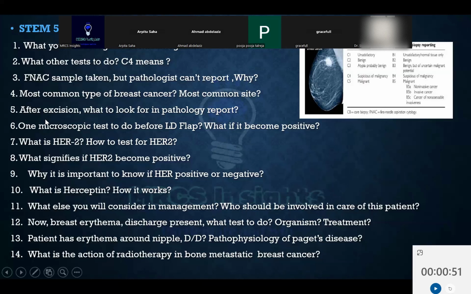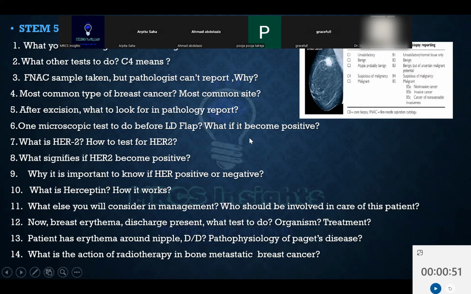So the answer to this question, what one microscopic test to do before LD flap, is just the MRSA screen. We take the sample and send it for a microbiology test. I told that I will send it for culture and sensitivity. Yes, but please be more specific: it should be the MRSA screen. Definitely you should send the sample for microbiology and culture, but for which, MRSA screening.